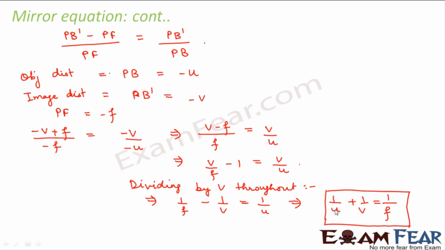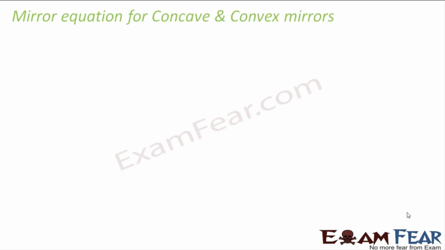So this equation relates the image distance, object distance and the focal length of the mirror. Now these derivations might not be very important from your examination point of view, but I derived it just to make you understand how we got these expressions, right? Because it doesn't make any point to memorize things without knowing its origin. Okay, so now we have shown the mirror equation for concave mirrors.